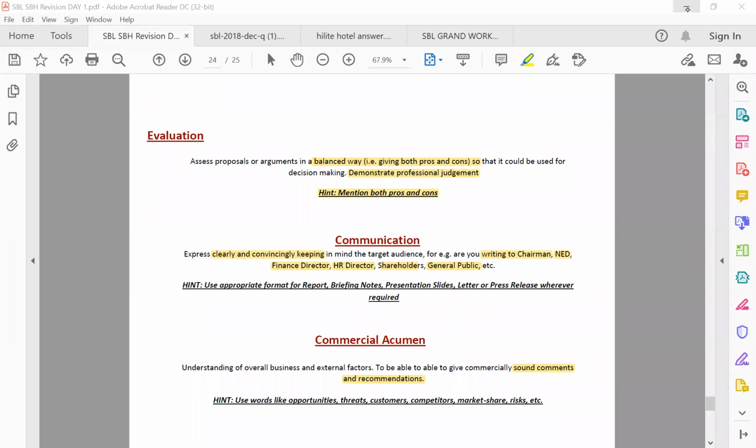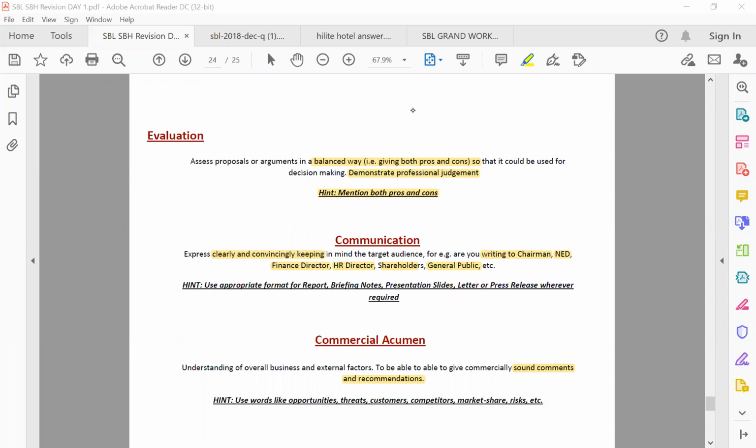Okay, so let us now jump to the question that we were doing. Acumen, tell it again. Okay. Basically, business acumen is all about the overall business environment.